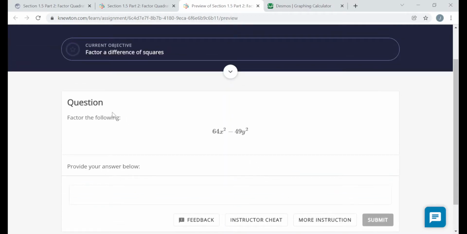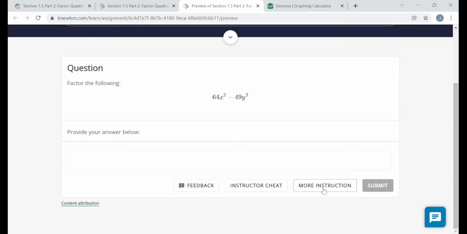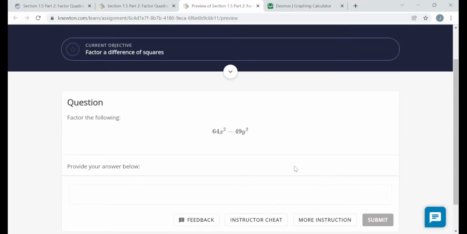So if you're working on a question in a particular objective and you're struggling or you don't remember how to work it, perhaps you should click on this more instruction button and it'll take you to some reading, maybe a video or both, that is related to this objective, and then it'll throw some questions at you where you can still see the instruction. You can always hit this button and make your way through the assignment using more instruction. Doesn't hurt. And then of course you have submit. When you enter an answer, you'll submit the answer and see if it's right.